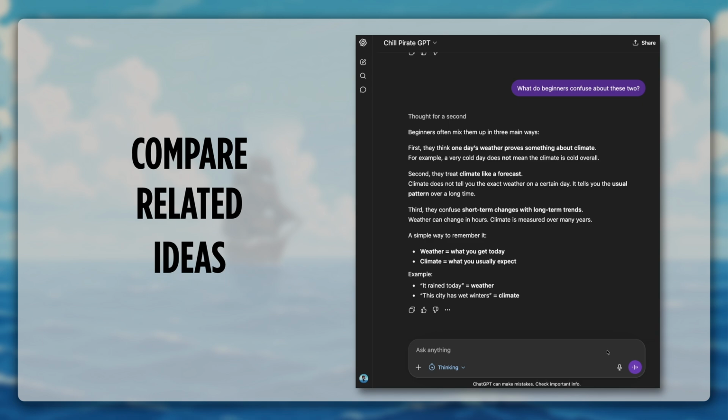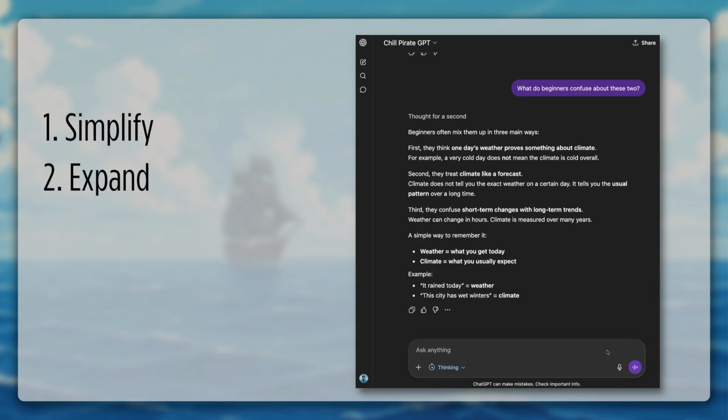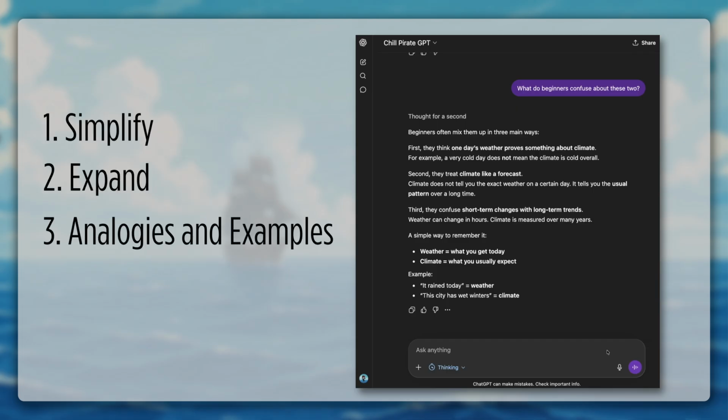So let's think about what we just did. These were not just 4 random prompt tricks. It's one larger strategy. When you're not understanding a topic, you can use AI to simplify it, expand it step by step, make it more concrete with analogies and examples, and you can compare it against related ideas. And that order matters, because usually understanding doesn't happen all at once. It gets built step by step, and that's a much more realistic way to learn than expecting the first explanation to do everything.